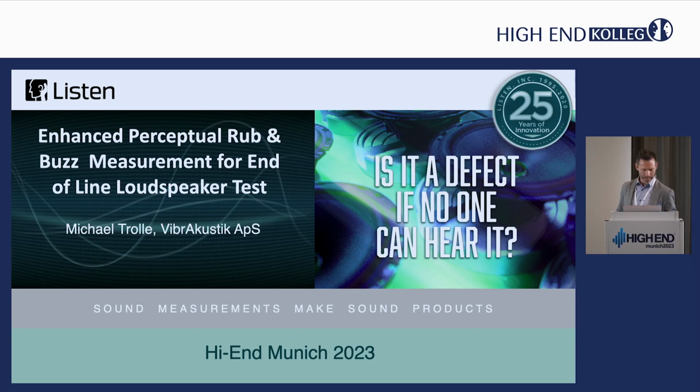So anyways, I'm happy to be here, and today I'm presenting a paper about Perceptual Rub and Buzz, also called PRB, and in this case, namely the new type of perceptual rub and buzz algorithms in Soundcheck. This algorithm, called Enhanced Perceptual Rub and Buzz, or EPRB, is a perceptual metric that hears distortion like a human in normal listening conditions, and even in noisier conditions like a production line could be.